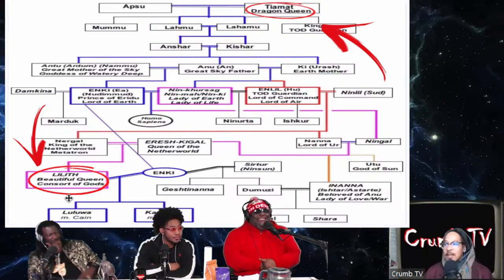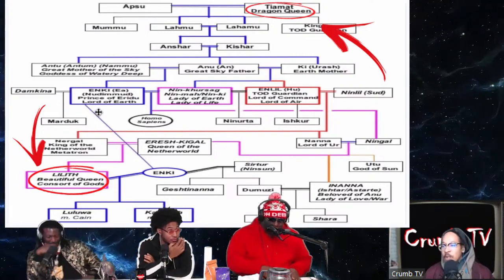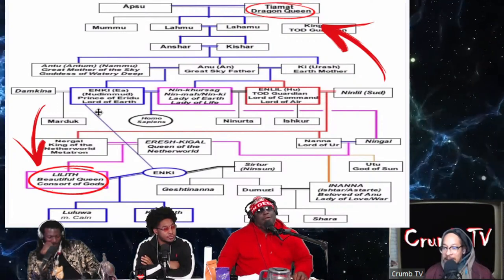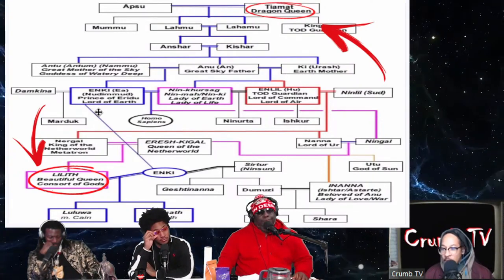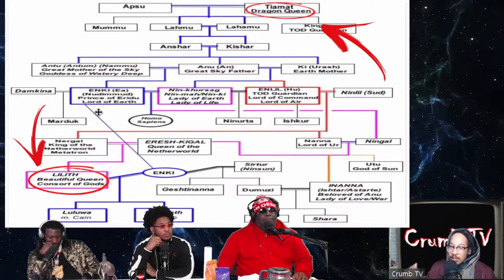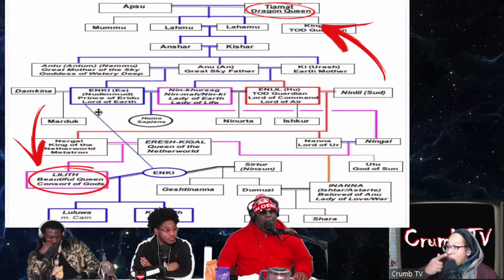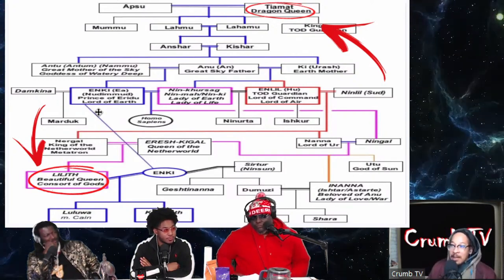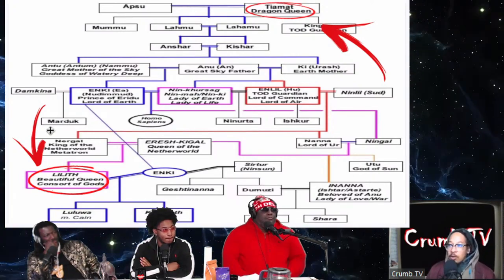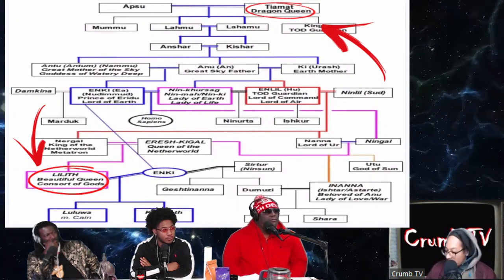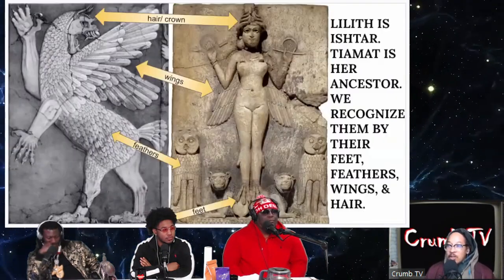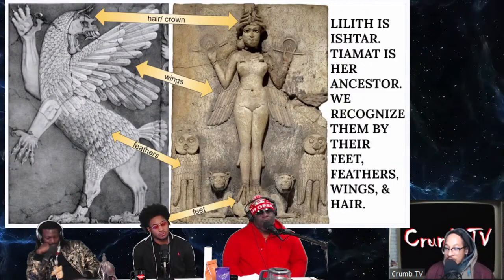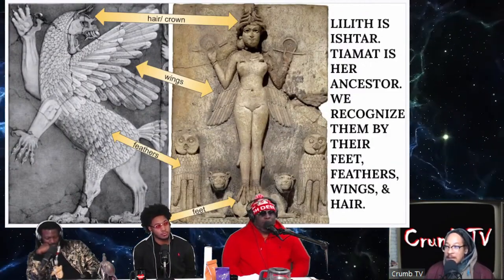So four generations under Tiamat is Lilith, the beautiful queen consort of the gods. She's a queen because she comes from royalty, a royal bloodline of the official top god, which is her grandmother times four, none other than Tiamat. So if you look, Lilith is Ishtar. Let's just be frank about that.